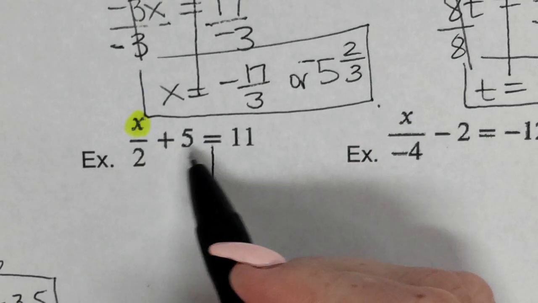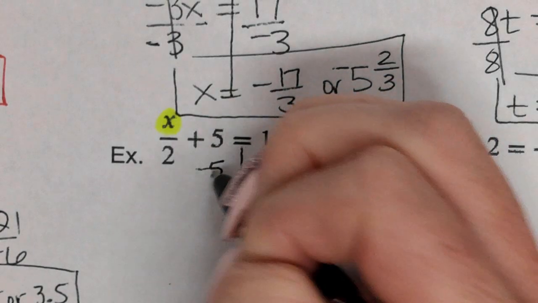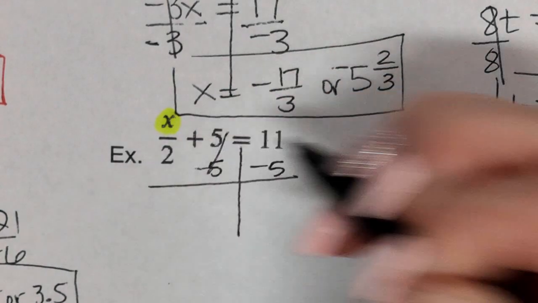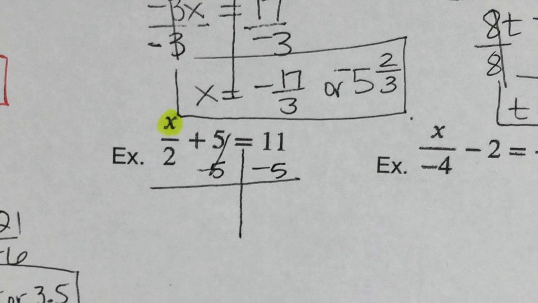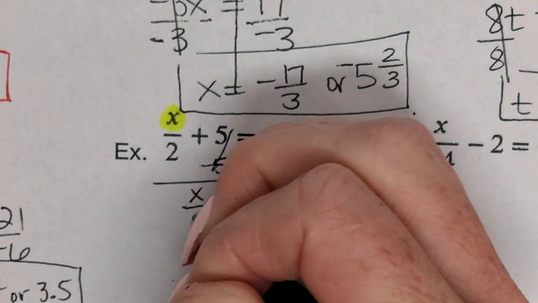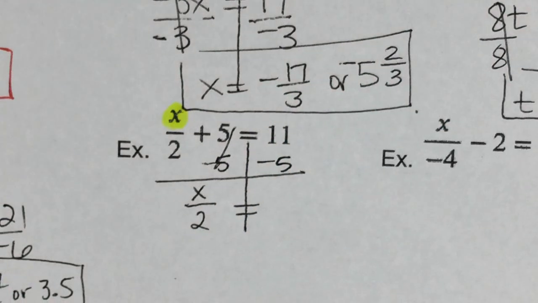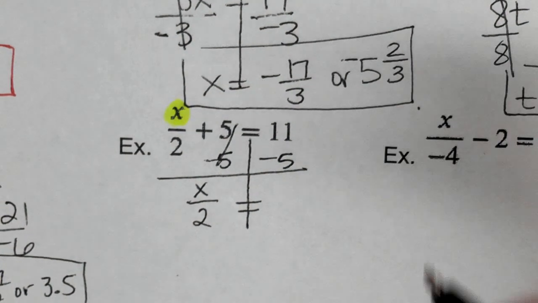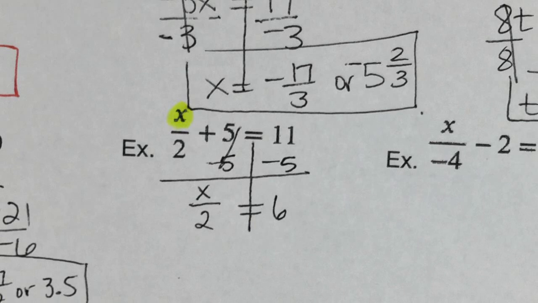How do I get rid of a plus 5? Minus 5. Whatever I do to the left, I do to the right. That zeroes out, which is what I want. I am left with x divided by 2 equals, and 11 minus 5 is 6. Are y'all okay so far?